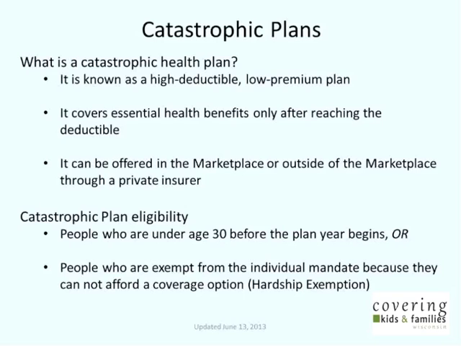and the catastrophic plan is a high deductible, low premium cost. It covers essential benefits, but only after you've reached your deductible. So you'd have to get to your deductible first before you're going to get those covered.